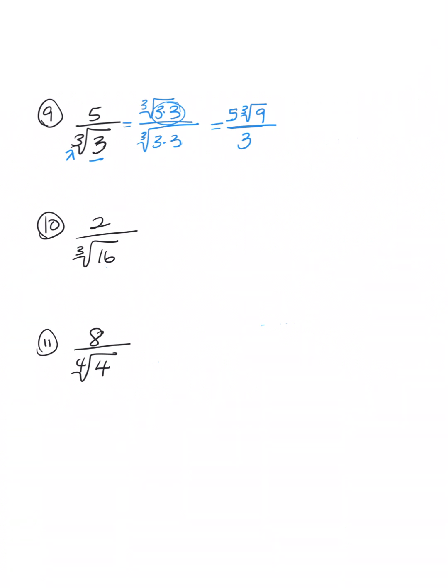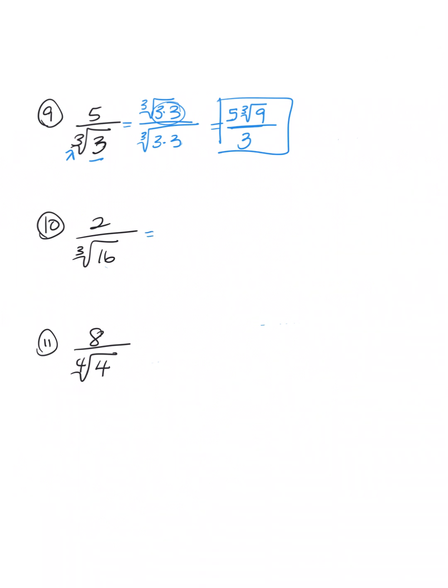Now resist the urge to do any canceling right here. This 3 is not under the radical. I cannot reduce outside to inside or inside to outside. You can't do that. So resist that urge. You can reduce outside to outside if that had worked. But in this question, it doesn't. So this is where I stop. Let's look at number 10.